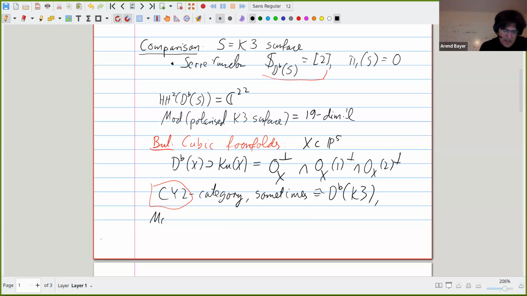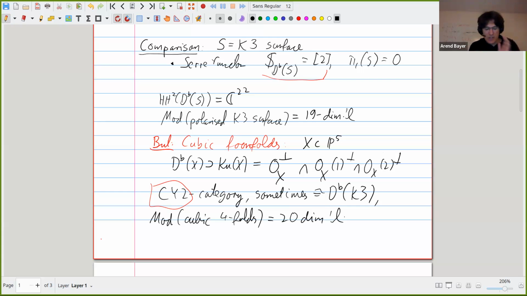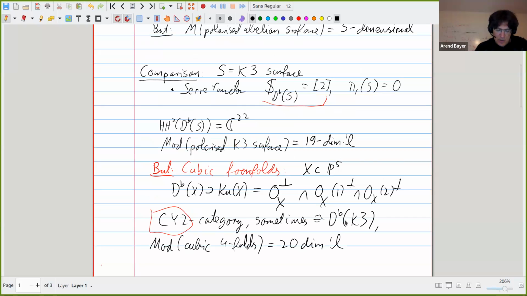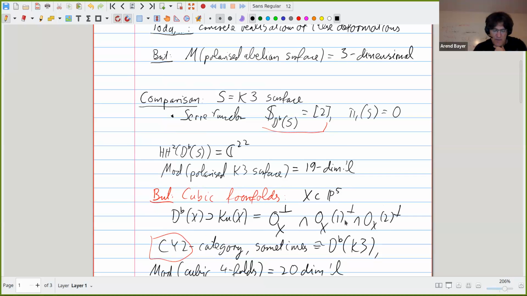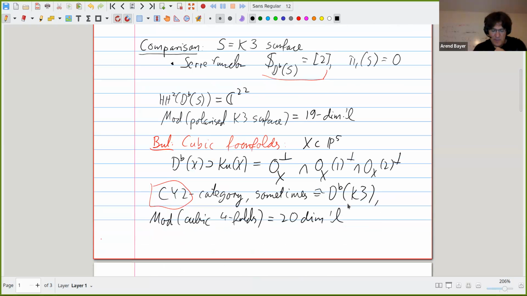And the moduli space of cubic fourfolds is 20-dimensional. This is certainly a well-behaved algebraic variety. So we have a moduli space, a family of categories of this K3 type over a 20-dimensional space. Here we already see that the analog for abelian surfaces would be that we hope for a well-behaved family of categories over a 4-dimensional space.